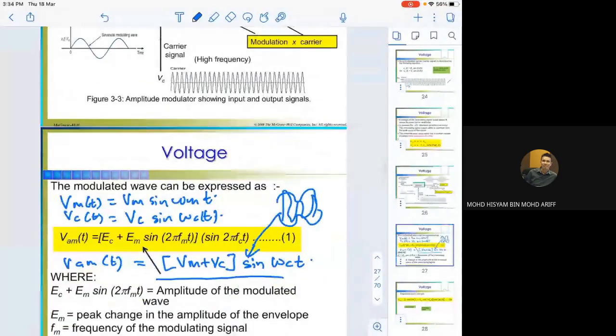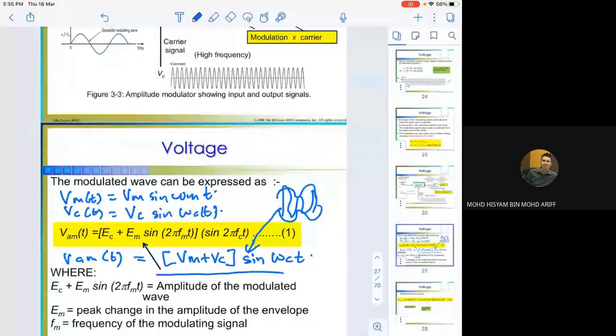VM plus VC sine omega CT. Actually, VC, sorry. Actually here, don't worry, after this, when you see the example, actually no problem at all. Because you can answer it very simply.